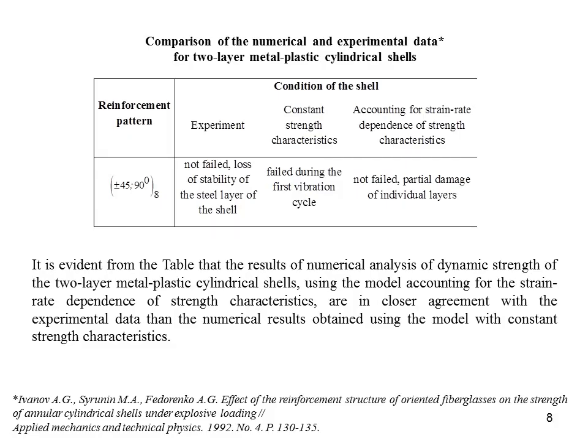The table presents the results of the comparative numerical experimental analysis of the two-layer metal plastic cylindrical shells, both with account for the strain rate dependence of their strain characteristics and at constant characteristics. It is evident from the table that the results of numerical analysis using the model accounting for the strain rate dependence of strain characteristics are in better agreement with the experimental data than the numerical results obtained using the model with constant strength characteristics.